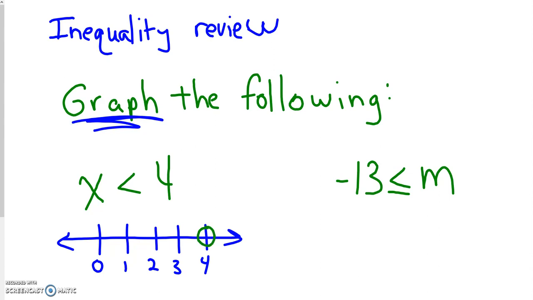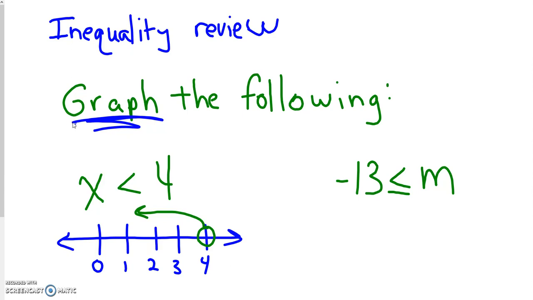And the open dot means I can't choose 4, because if I choose 4, I'd be saying 4 is smaller than 4, which I know isn't true. So I'm going to put an open dot on 4, and then I'm going to draw an arrow going smaller, because I want all the numbers smaller than 4. Let's look at the next one.